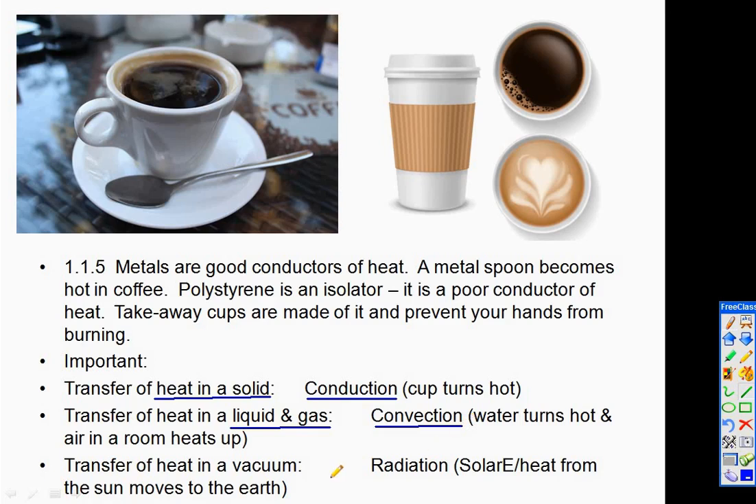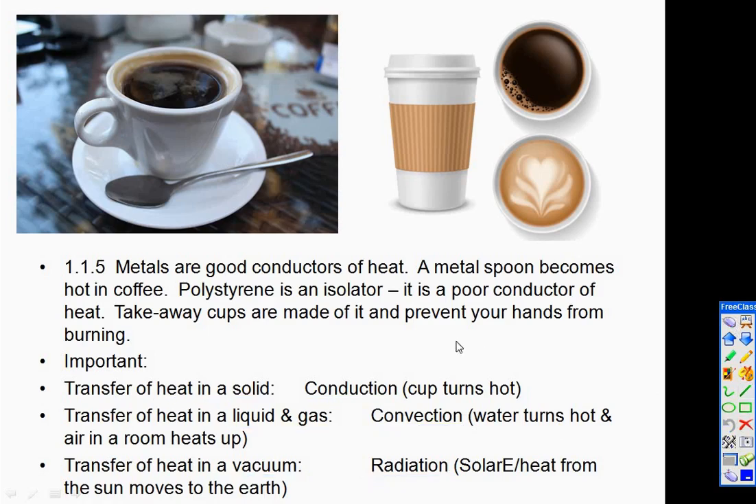And then the last one, heat is transferred in a vacuum by radiation. Think about the sun. The sun is around about 150 million kilometers away from us, and the sun actually radiates its heat through a vacuum to the earth. But later on in the next term, we're going to learn more in detail about the way heat is transferred.